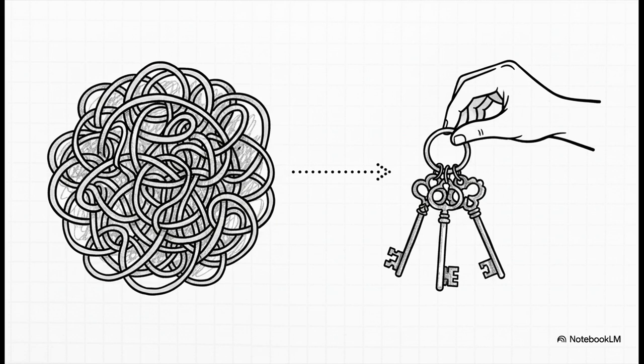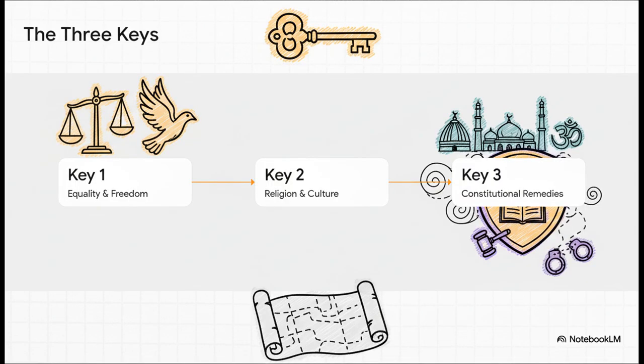You see, the key isn't to just cram more information in, it's about learning smarter. And we're going to do it with just three core statements. That's it. And here they are. Think of these as our three master keys. Each one unlocks a whole section of rights. The first key gets you equality and freedom. The second one handles religion and culture. And the third, well, that gives us the all-important constitutional remedies. These three keys together, they are your complete map.